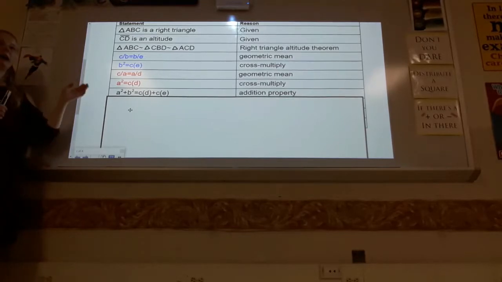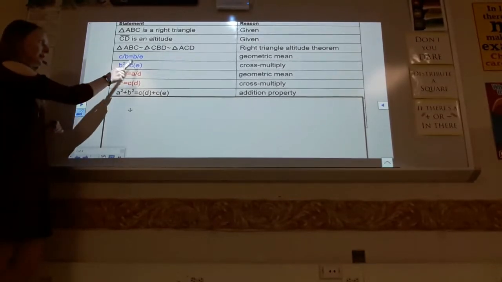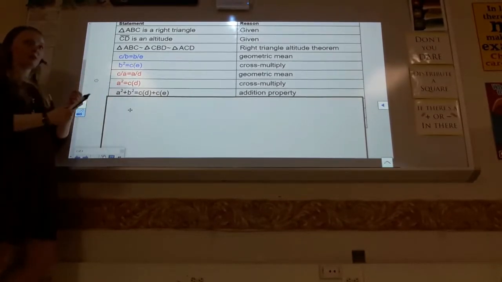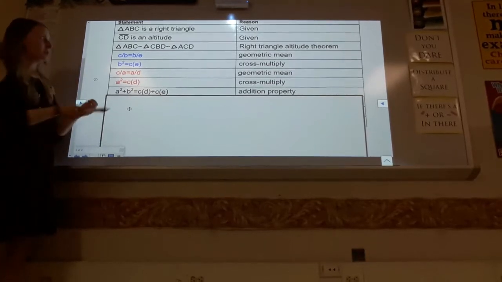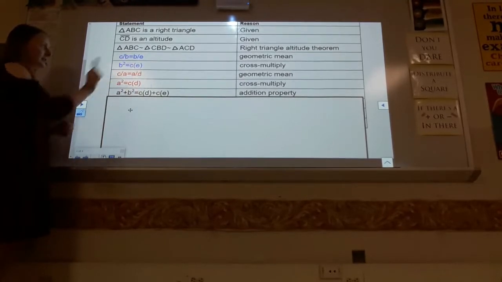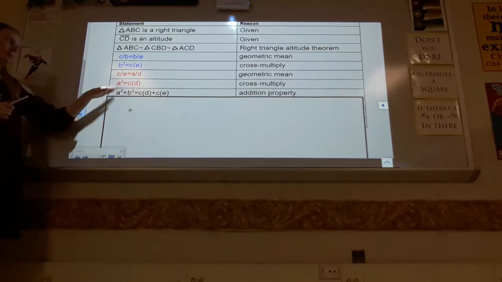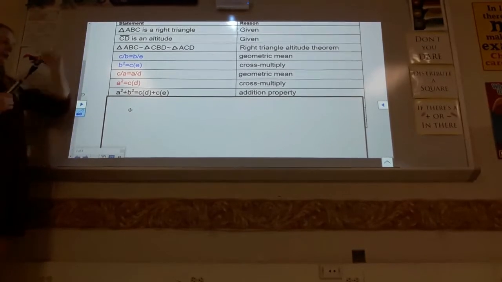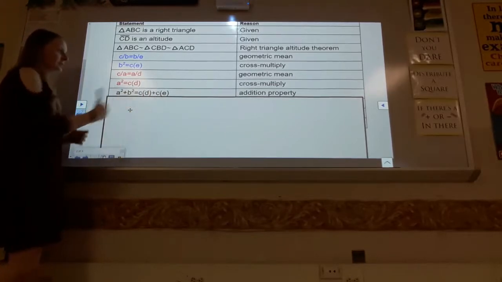I'm going to define what a squared plus b squared is using these expressions. So this is the addition property. Because I know that b squared and c times e are the same value, I can add one to either side of the equation and maintain equality. So I took this equation, added b squared on one side and c times e on the other side, and it maintained equality. So now I have a squared plus b squared, the first half of my Pythagorean theorem, but that's equal to c times d plus c times e.